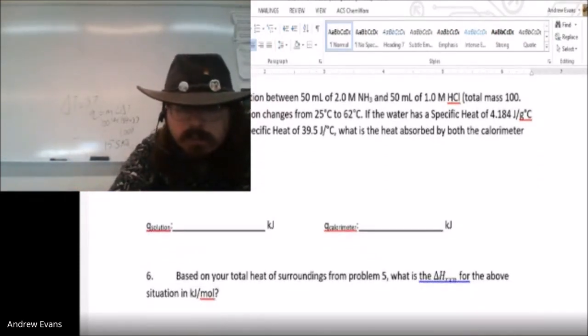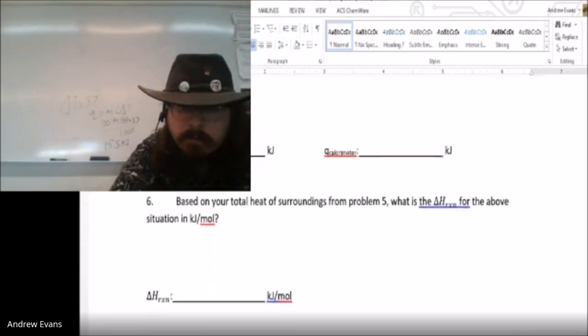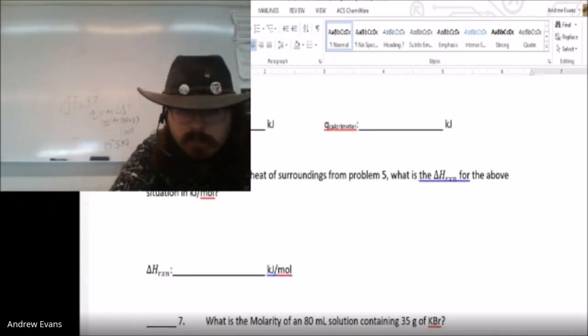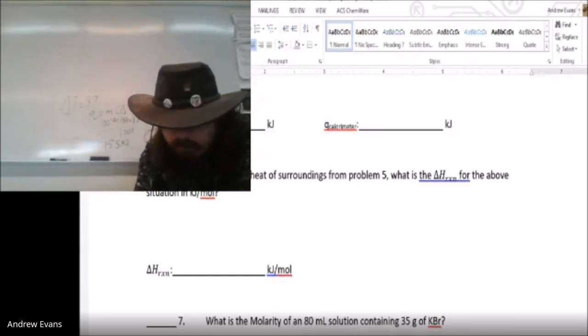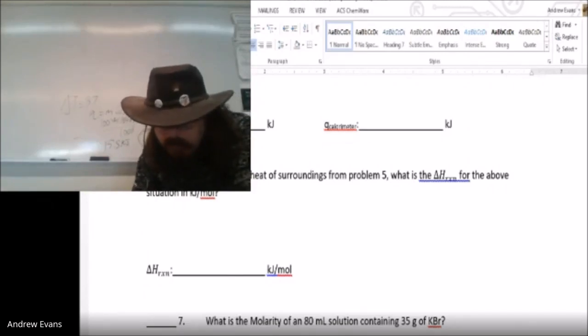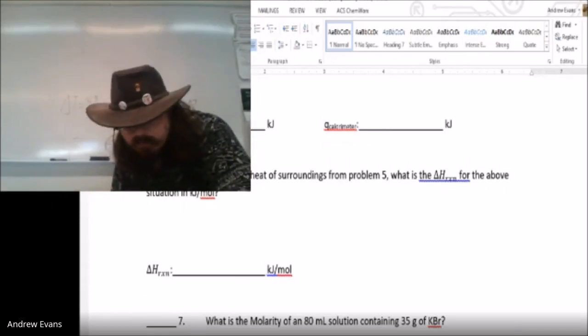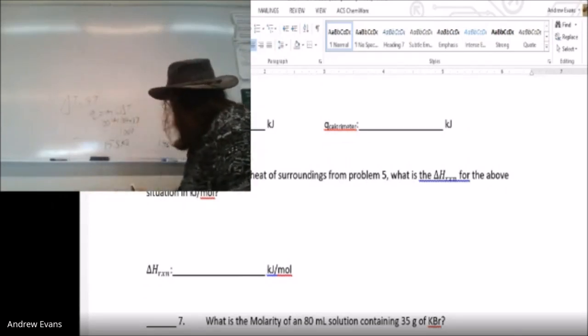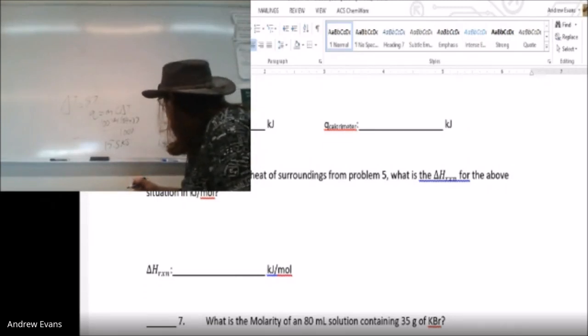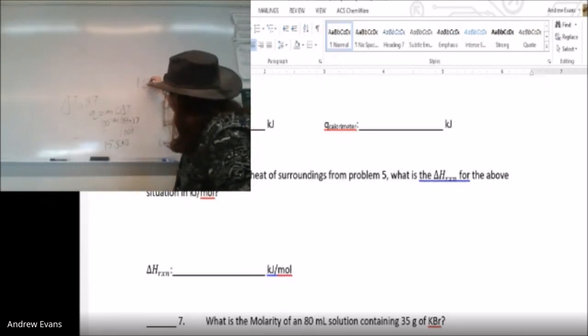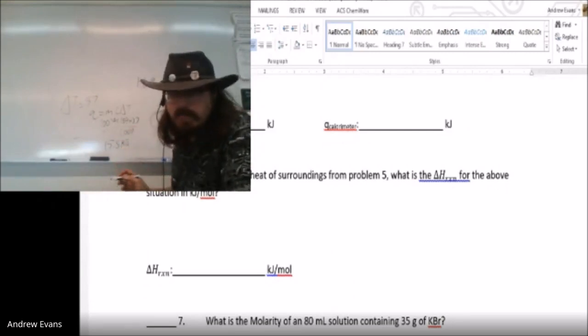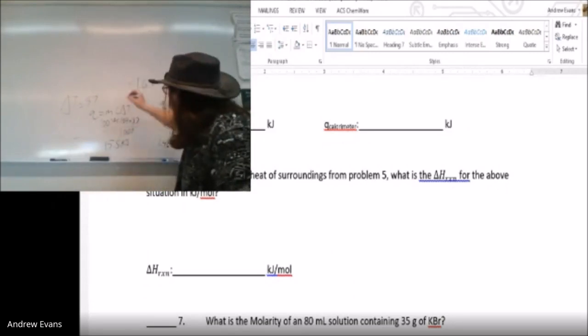Problem 6: based on your total heat of surroundings from problem 5, what is your heat of reaction? So for problem 5, we have to add those previous two parts together to get the total heat, which would be 16.9. We would have to flip the sign and then divide by the moles.